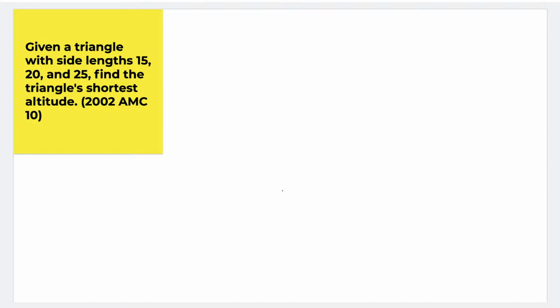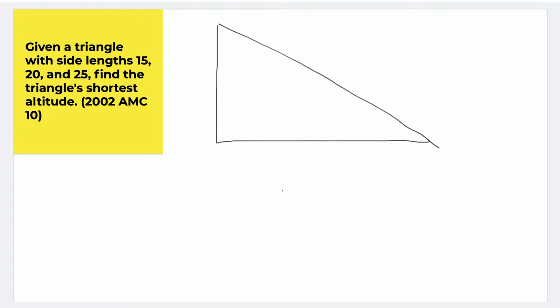So basically, given a triangle with side lengths 15, 20, and 25, note that this is a Pythagorean triple. Since we know that 25 squared is 15 squared plus 20 squared, and square rooting that, it's 25. So this is a right angle. And you want to find the shortest altitude.